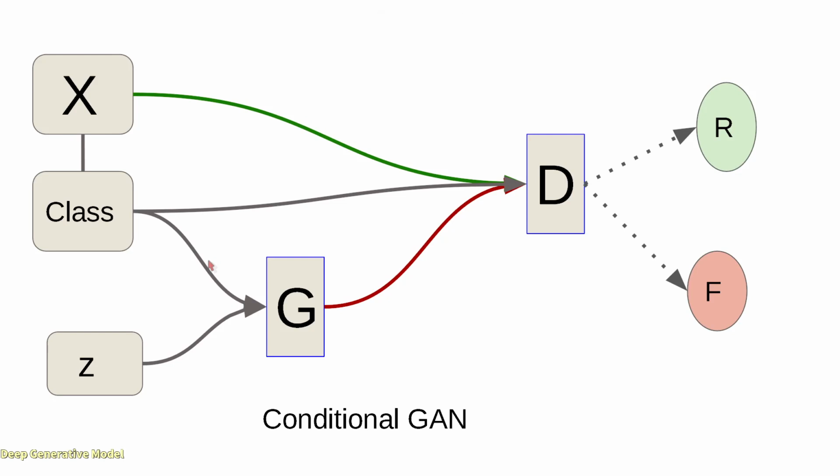So this one is conditional GAN. First of all, we need to have training data that is labeled. Like MNIST, we have a label for 0, 1, 2, 3, 4, up to 9, for the digit that the image represents. So that's what we need.